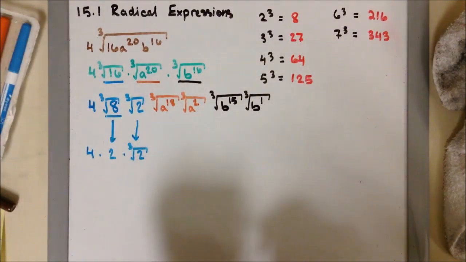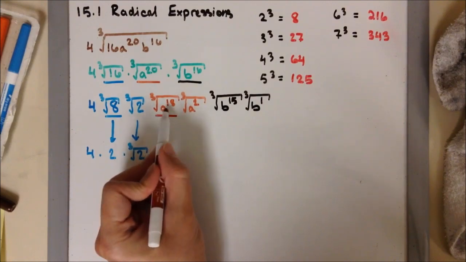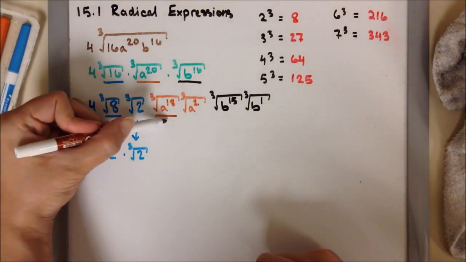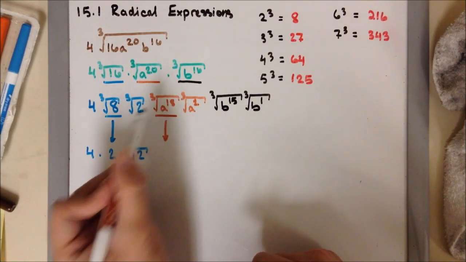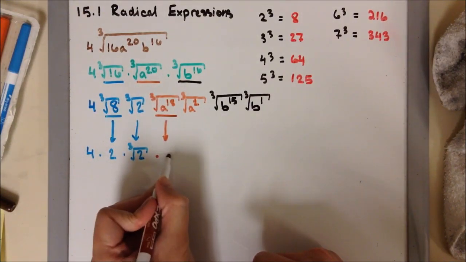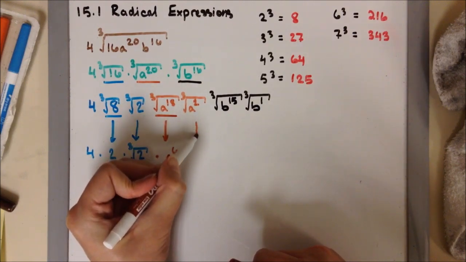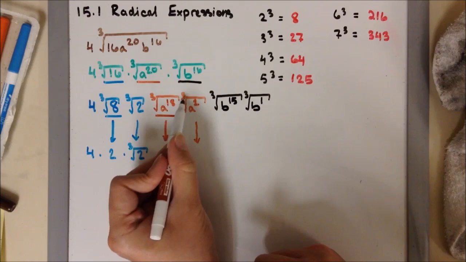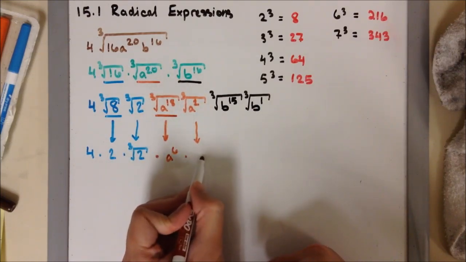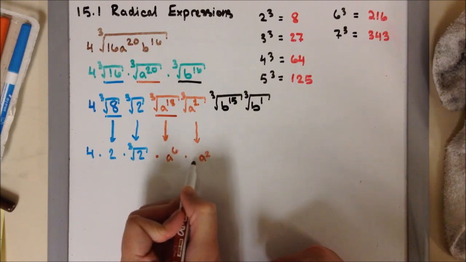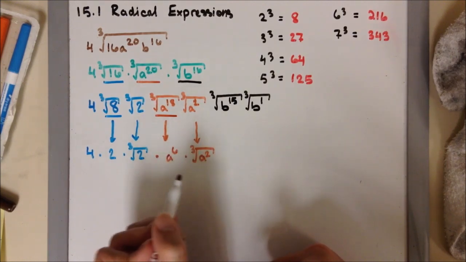Now let's take a look at the a's. We can do the cube root of a to the 18th power because 3, my index, can go into 18 6 times, so I'm going to have a to the 6th power. Now, the cube root of a squared, 3 cannot go into 2 as a whole number, so I'm just going to bring it down. Remember to include your index.